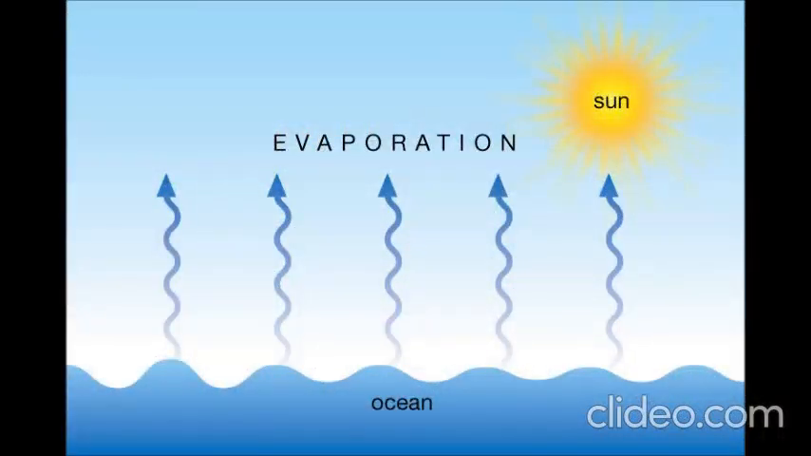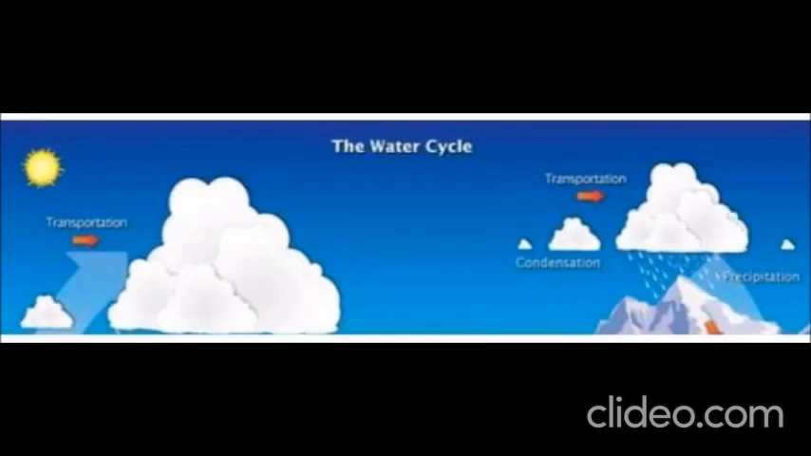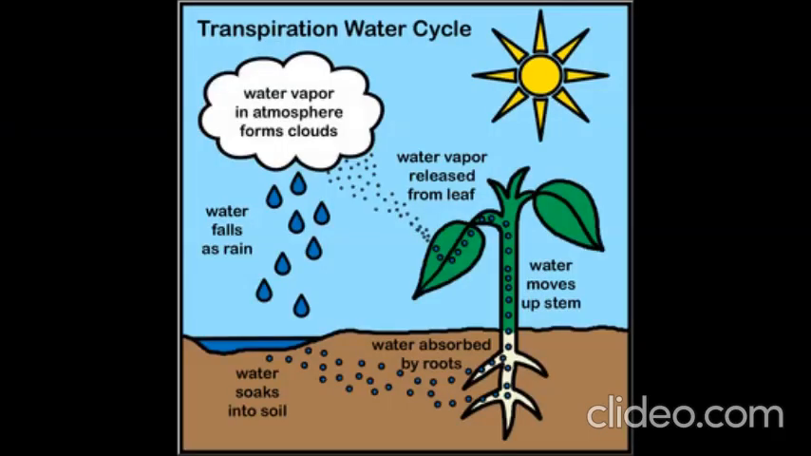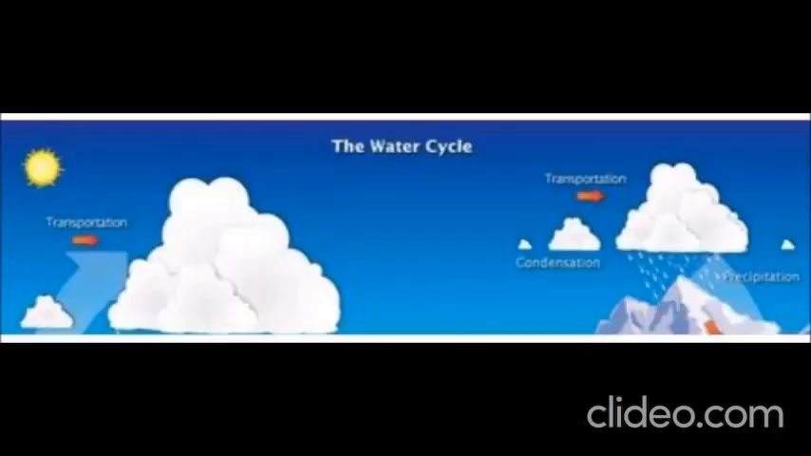Evaporation. The process by which water changes from a liquid to gas is called evaporation. Water is transferred from the surface of the earth to the atmosphere through evaporation. The sun's heat facilitates the evaporation of water from the water bodies. Water also evaporates from plants through transpiration.